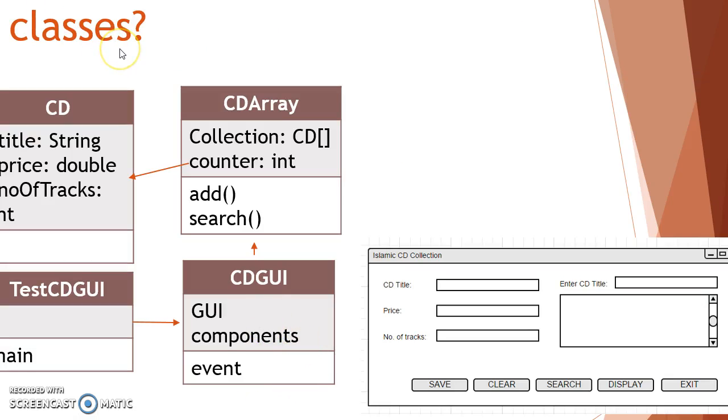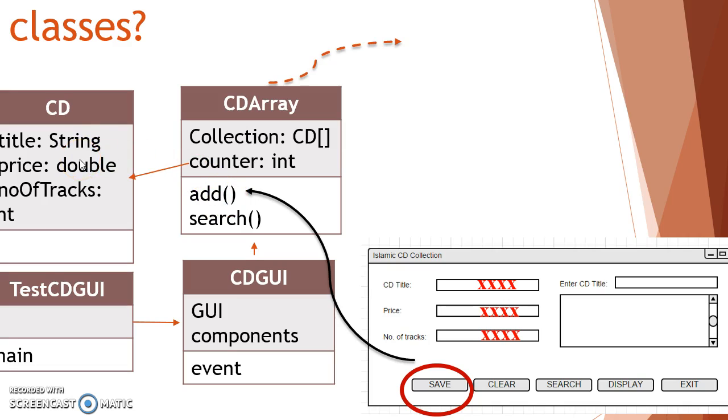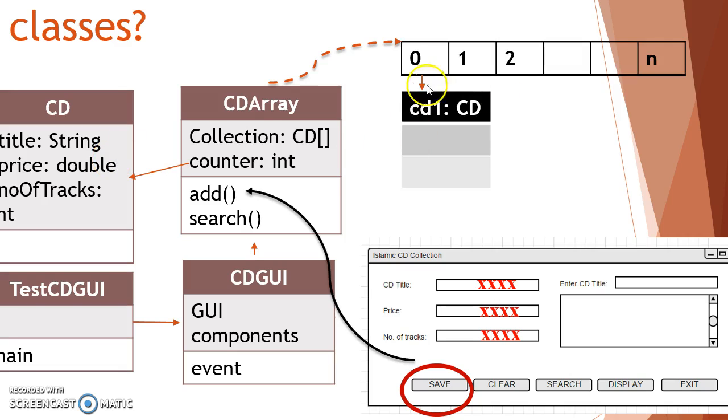So how do we link the GUI with the base classes? We have the classes that we have designed and implemented, and we want to design this interface in this class. When we enter the values for the CD title, the price, and the number of tracks, and the user presses save, what we want to do is invoke the add method, where we will create an instance of CD, and that instance will be assigned to an array. That instance will be the first element in our array.